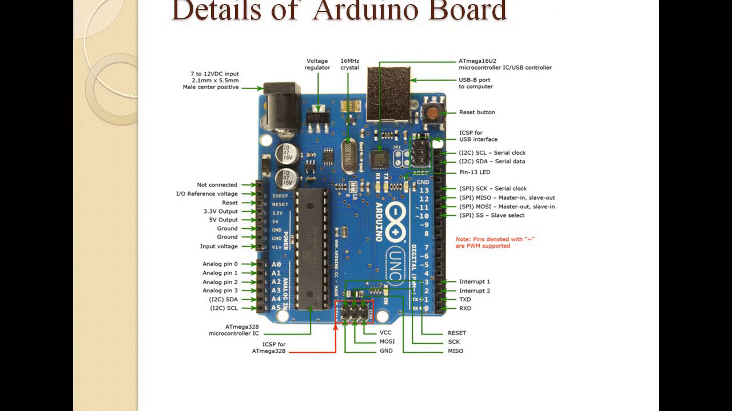Next, we will discuss details regarding the Arduino board. So this is the detailed diagram of the Arduino Uno board. The major components of the Arduino Uno board are as follows: USB connector, power port, microcontroller, analog input pins, digital pins, reset switch, crystal oscillator, USB interface chip, and transmitter receiver LEDs. So let us discuss one by one.